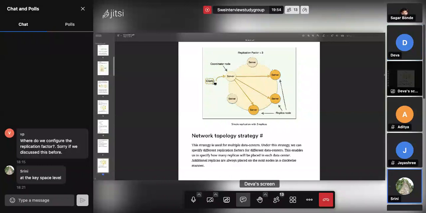Yeah, so the question, if I understand right, is about the other part: how do we identify that the new row is added into that node? Okay, the coordinator node. Let's take an example, right?